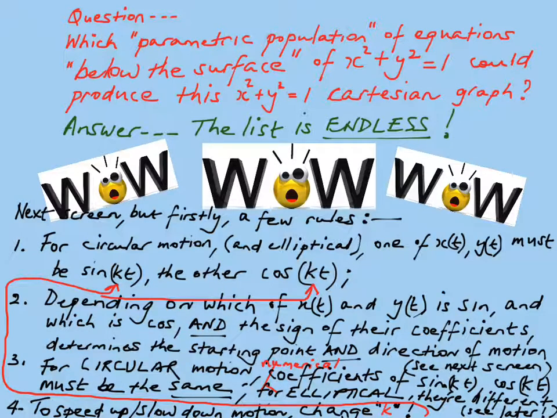To speed up or slow down the motion, and now this is the most exciting bit of all, all you have to do is change k. The higher the k number, now you work that out. If the period is 2 pi over k, the higher k is, the smaller the period is going to be. Isn't that right? 2 pi over something bigger makes the period smaller. And therefore the frequency is higher. If the period is lower, the frequency is higher. That's how it works.